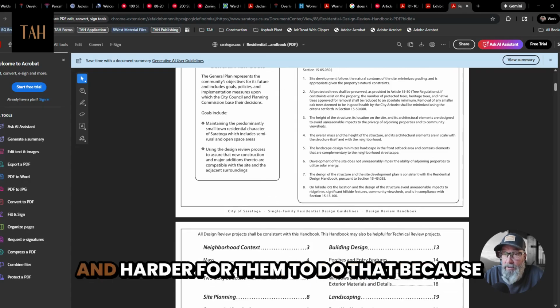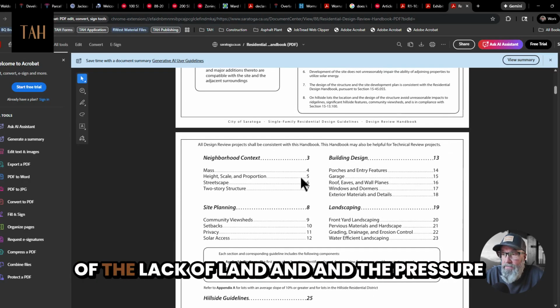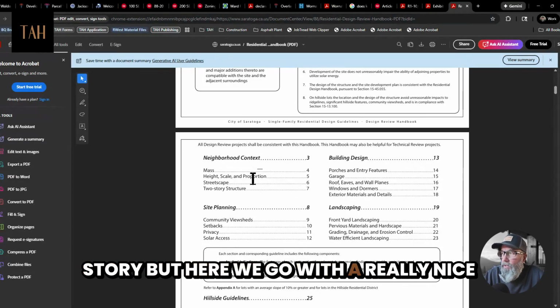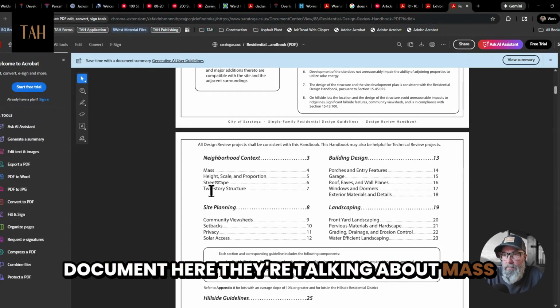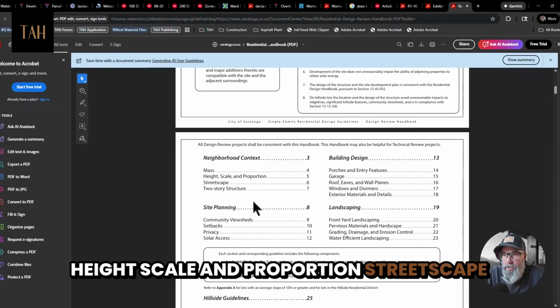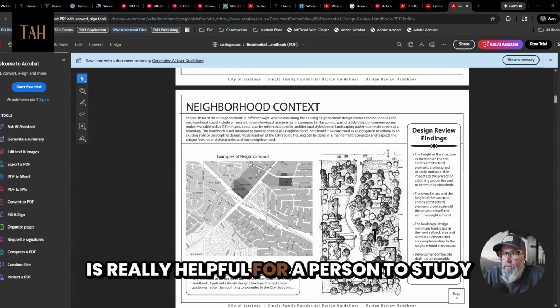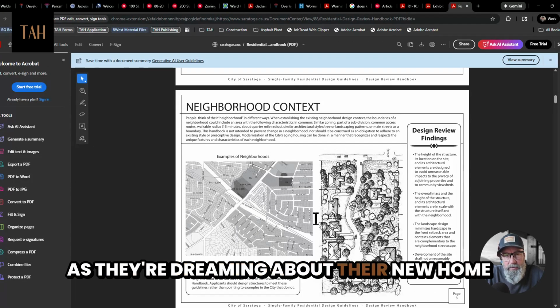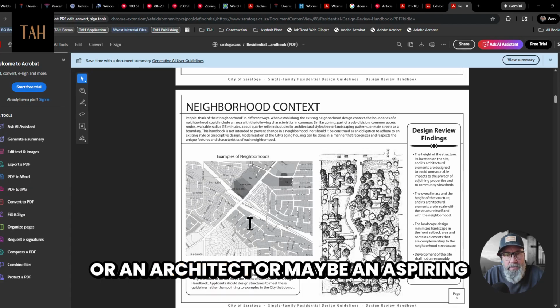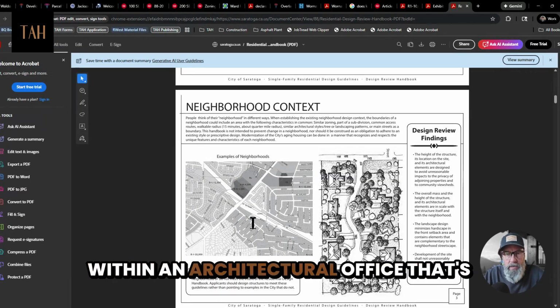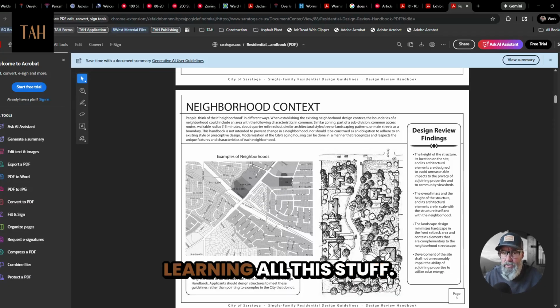And it's becoming harder and harder for them to do that because of the lack of land and the pressure for housing and so on. But that's another story. Here we go with a really nice document. Here they're talking about mass, height, scale, and proportion, streetscape, two-story structure. All of this is really helpful for a person to study as they're dreaming about their new home, or an architect, or maybe an aspiring design professional working within an architectural office that's learning all this stuff.